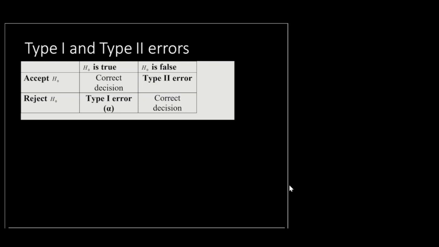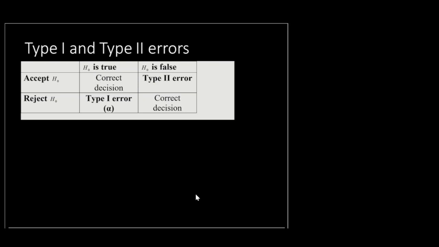Now, if we reject the null hypothesis when the null hypothesis is false, then we would be making a correct decision. If we accept the null hypothesis when the null hypothesis is true, then we are also making a correct decision.